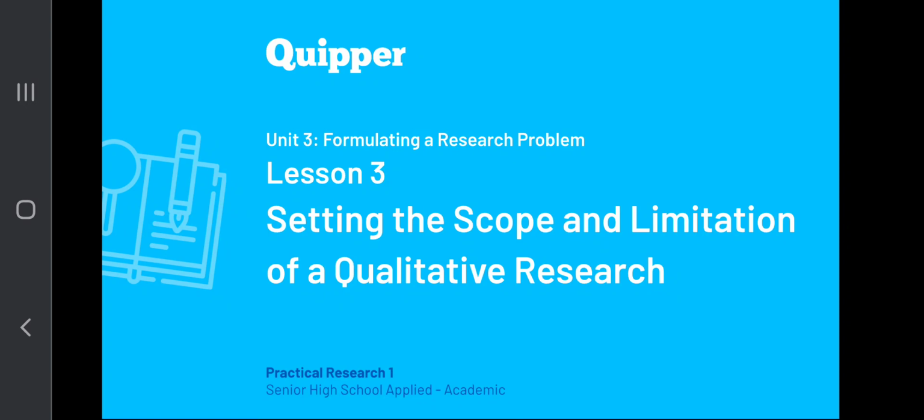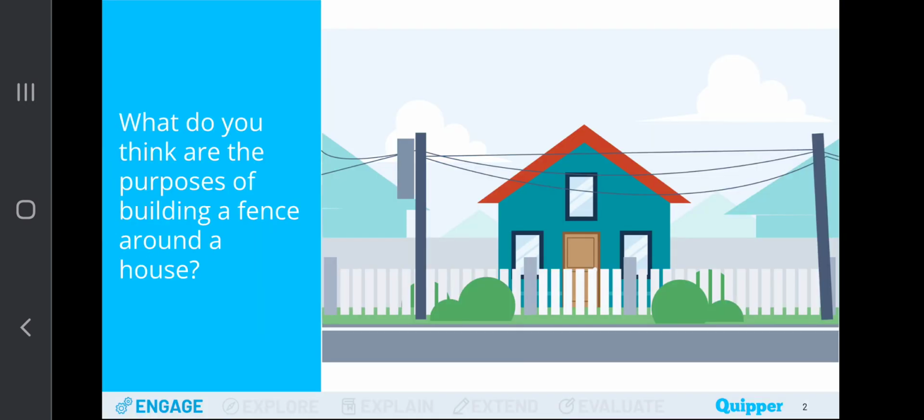All right, let us now begin our lecture with Lesson 3, Setting the Scope and Limitation of a Qualitative Research. To start off, let us think about this context. What do you think are the purposes of building a fence around a house? Ngano kailangan na may koral ang usa ka balay? Or kung wala may physical nga koral, aduna may sukod kung asa lang taman ang imuhang lote or ang imuhang balay. Why is it important? And what do you think is its purpose? So in this lesson, that's what we are trying to determine.